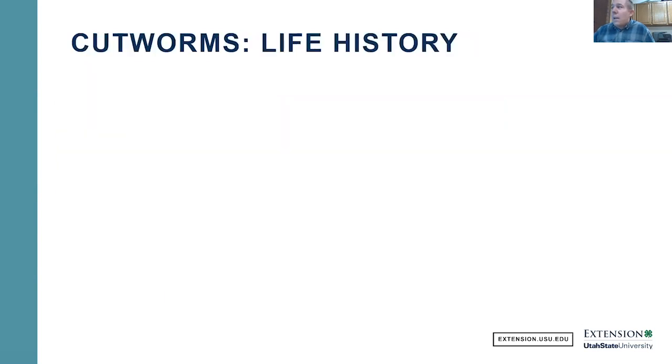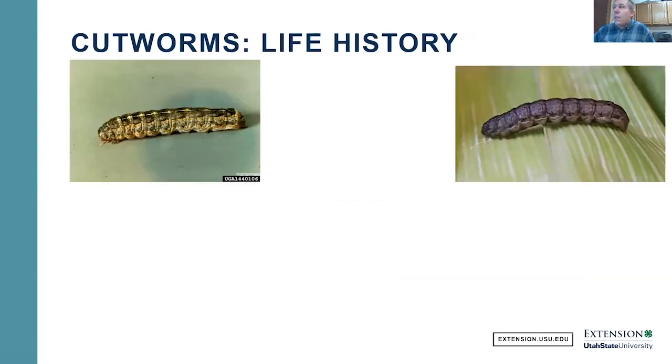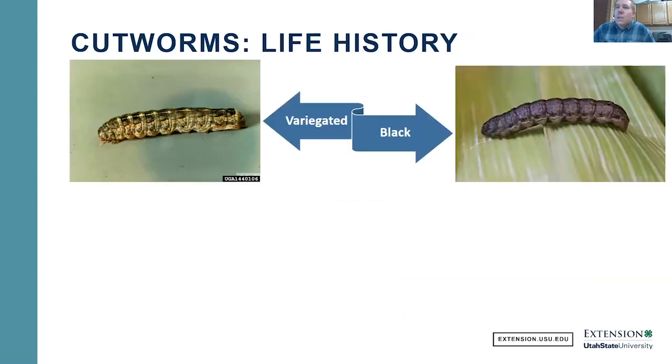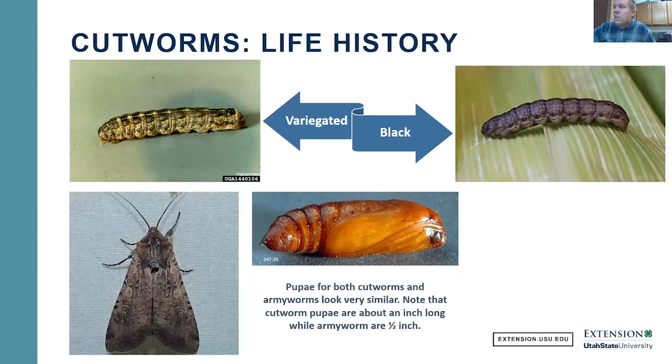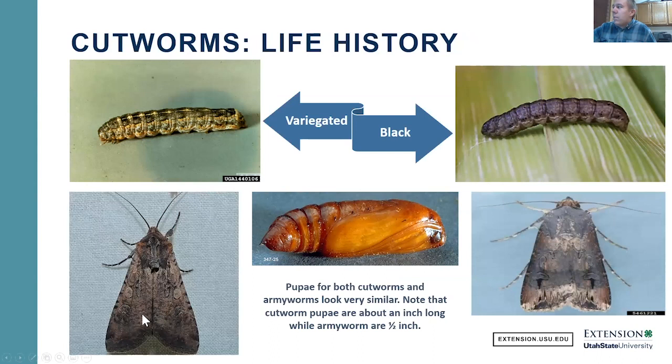So while we're on worms, I want to cover cutworms as well. We've got a couple different types. The variegated cutworms are on the left and black on the right. Just like armyworms, they overwinter as pupae in the soil, and then they'll come out as moths later in the year. So we've got the variegated moth and the black moth on the right here.